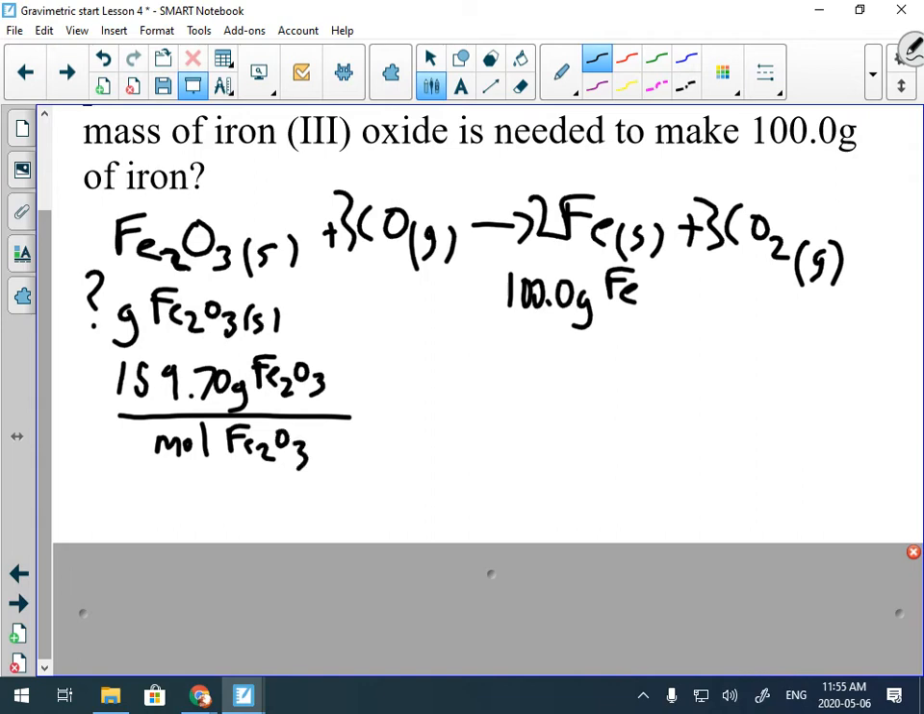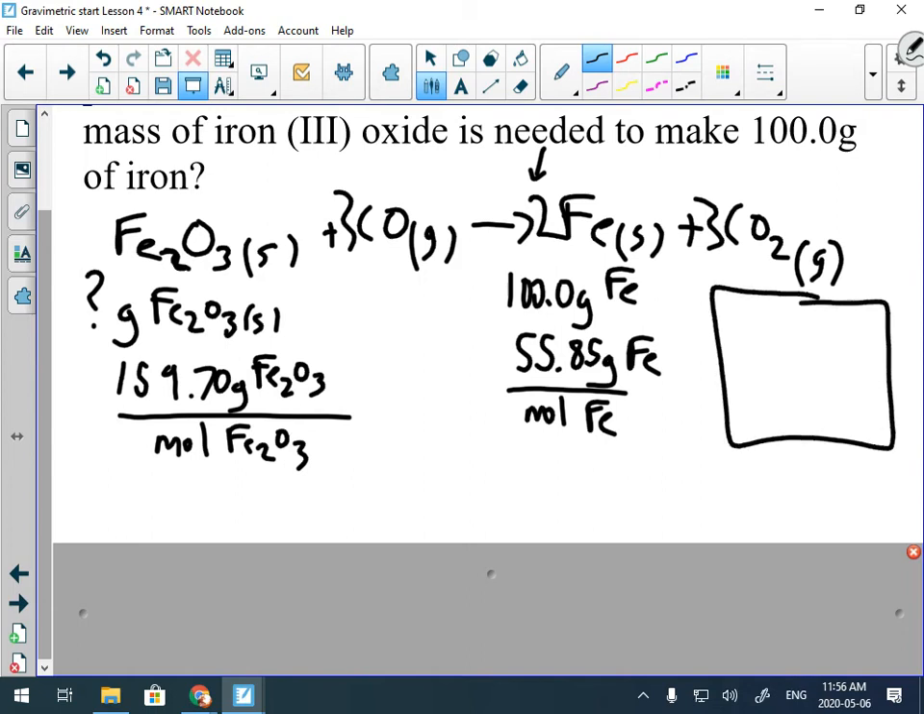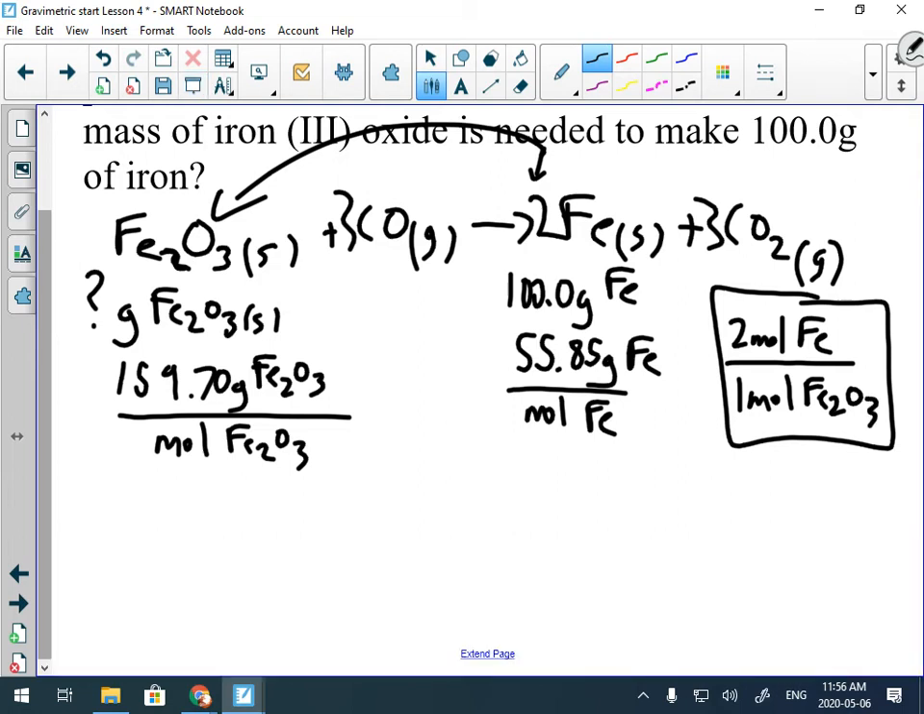And I need the molar mass of iron. Remember, these balancing coefficients do not affect molar mass. So I just need 1 iron, 55.85 grams per mole. Okay, what am I forgetting? Mole ratio. It's so important we put it in a box. We are comparing these 2 entities. Just for fun, let's go 2 moles iron over 1 mole iron oxide. Maybe that's going to come back to bite me. Maybe I didn't flip it right.